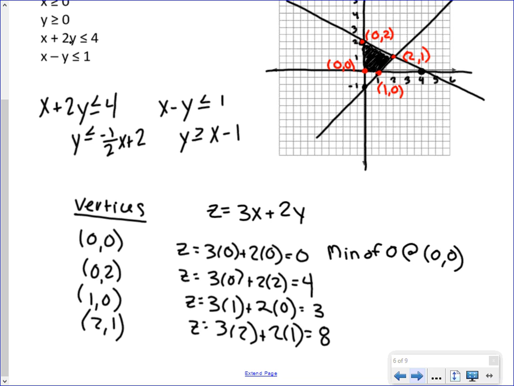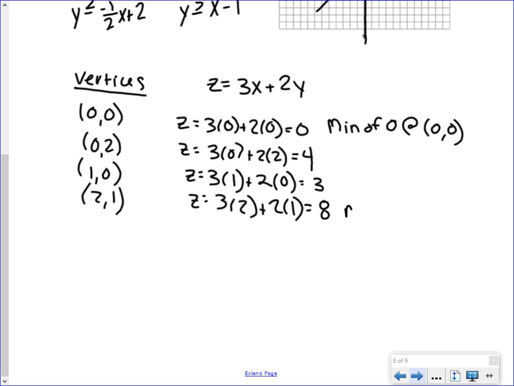You can imagine that probably happens a lot. Which one's the highest? 8. So you have a max of 8 at 2, 1. And you have made your decision about mins and max. Well, in a real world application problem, it might be like $8 profit or $8,000 profit if it was in thousands. But here, there's no application. So it's just the highest value in your objective function. Does anybody have any questions about that?